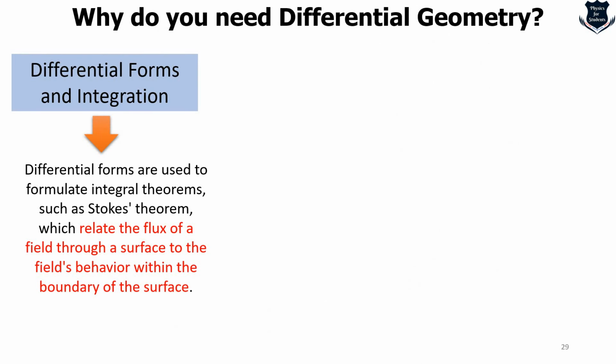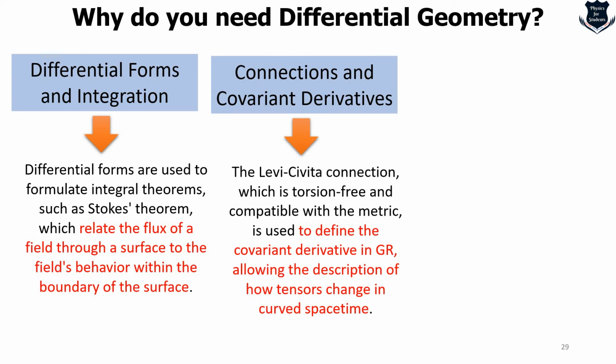So what we can deduce is this: differential geometry we need because we need differential forms for integration, such as Stokes' theorem, which relates the flux of the fields through a surface. So if a particular body is moving, how do we calculate the flux of a field through the surface? And this is what differential forms and integration require.